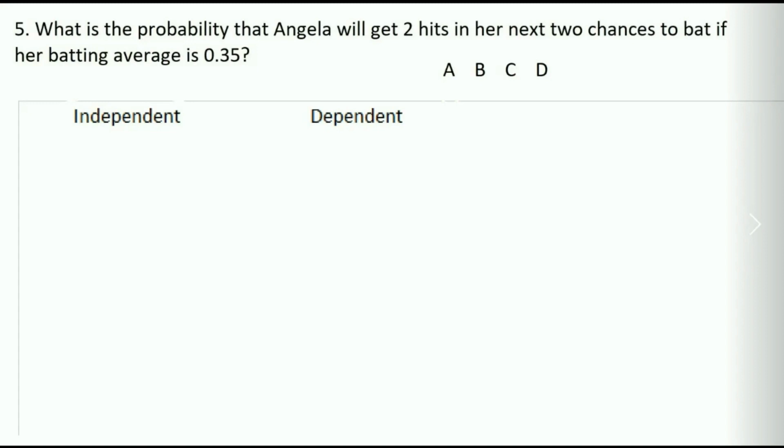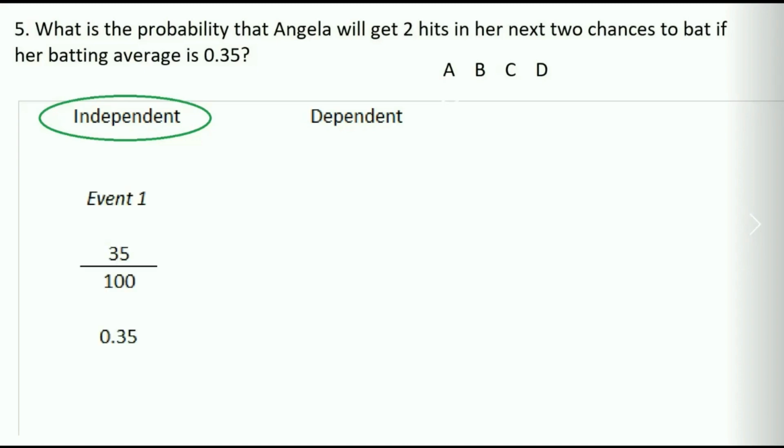All right, moving on. What is the probability that Angela will get 2 hits in her next 2 chances to bat if her batting average is 0.35? That means that every time she goes up to bat, let's say she's playing baseball or softball or something, she's got a 35% chance of hitting the ball. Now, since these 2 events are independent of each other, we'll treat them as independent events.